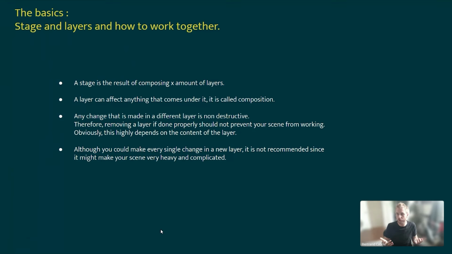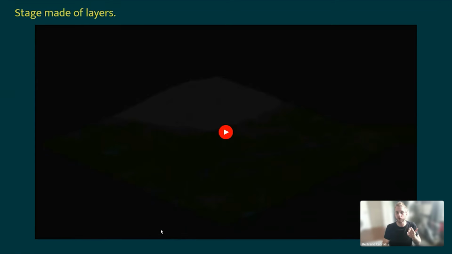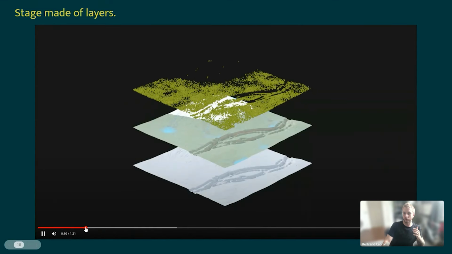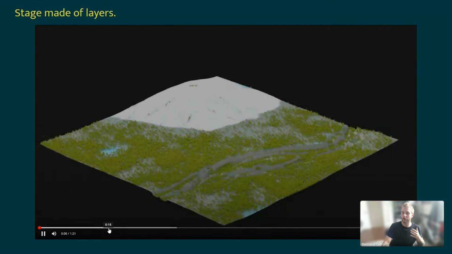Usually we try to not do that too much because it gets complicated and heavy and it's hard to track issues, but we do use it in some cases. So to the picture that I show, I'm just going to show you quickly how it would look. In this case of the mountain again, the terrain would be a layer, the shading would be another layer, and then, let's say, the instancing would be another layer. And that's how we work usually.